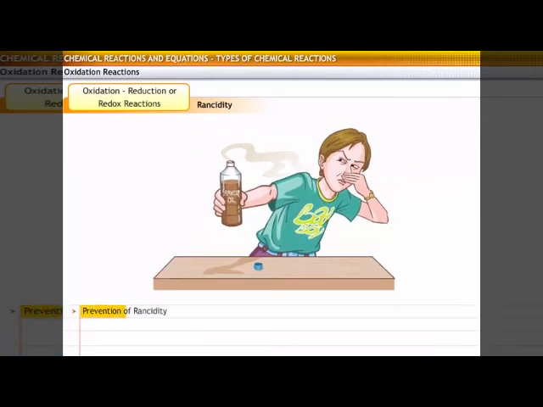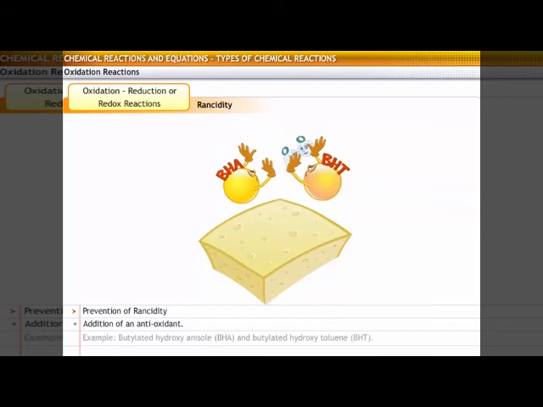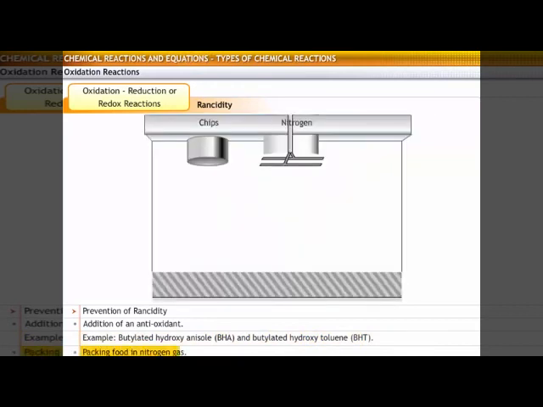Two ways to protect food from rancidity are, first, addition of an antioxidant. An antioxidant is a substance that prevents oxidation. Two common antioxidants used in food are butylated hydroxyanisole (BHA) and butylated hydroxytoluene (BHT). Second, by packing food in nitrogen gas, nitrogen prevents oxidation of food. For example, rancidity in potato chips can be prevented by flushing the bags with nitrogen while packing.